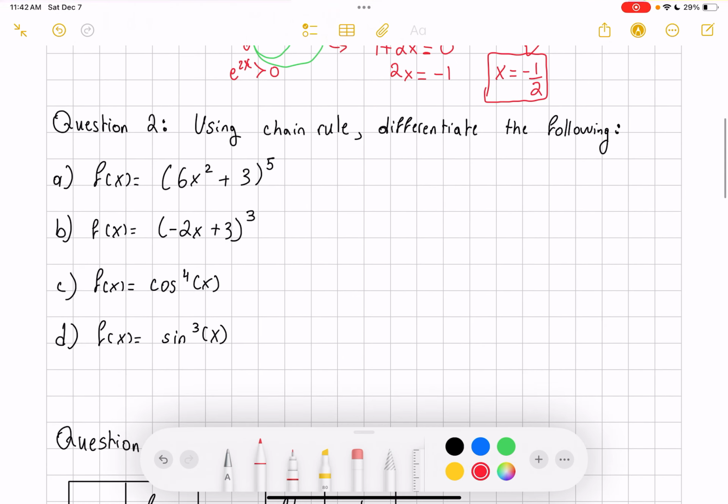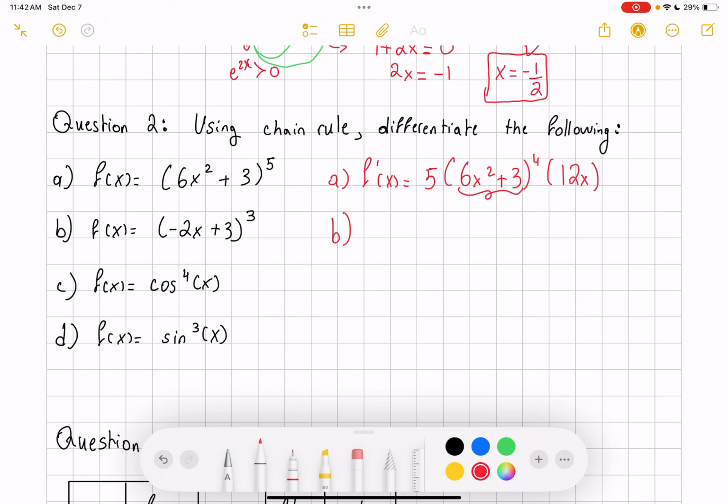Now, question number 2 is fairly simple. They're saying over here, using the chain rule, differentiate the following. So in part A, f prime of x is going to be 5 times 6x to the power of 2 plus 3, all of it to the power of 4. Don't forget to multiply by the derivative of the inside according to the chain rule. So it's going to be 12x.